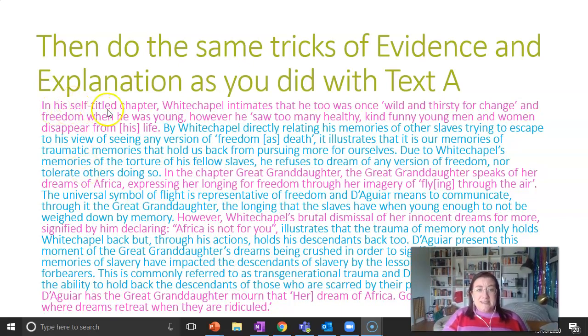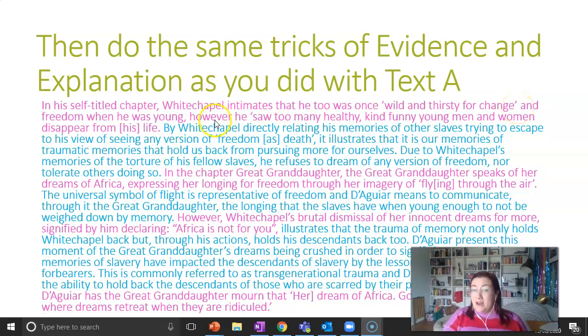So, in his self-titled chapter, Whitechapel intimates that he too was once wild and thirsty for change, for change and freedom when he was young. However, he saw too many healthy, kind, funny young men and women disappear from his life. Okay, so I want to talk about this evidence. It's embedded. See how he too was once wild and thirsty for change.